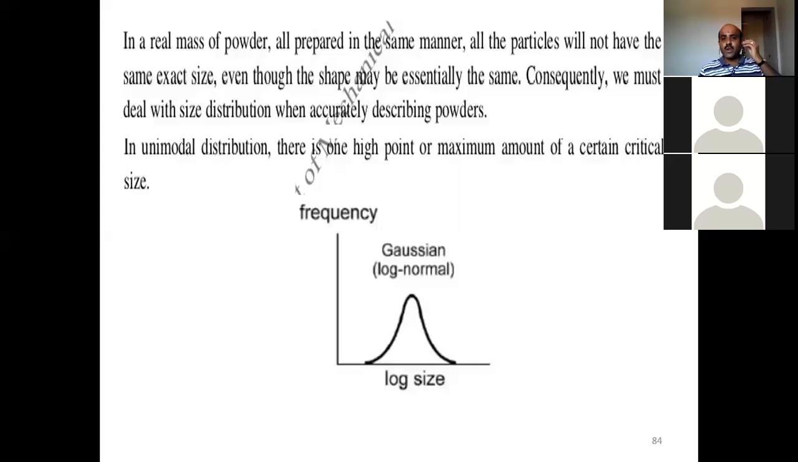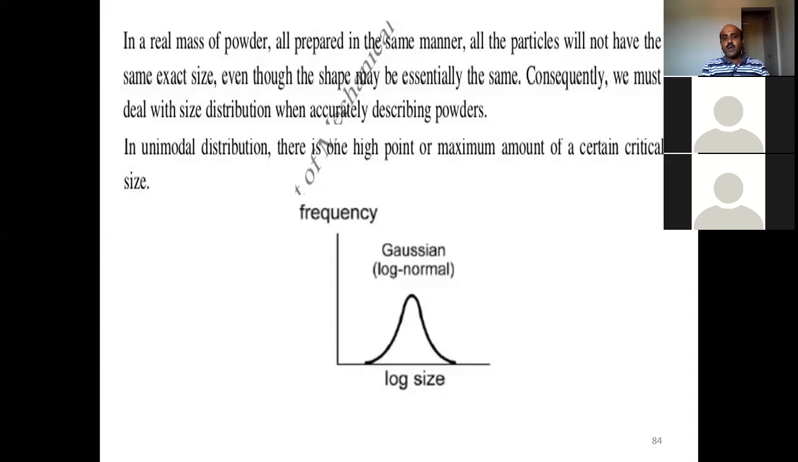In a real mass of powder, all prepared in the same manner, all the particles will not have the same exact size, even though the shape may be essentially the same. Consequently, we must deal with the size distribution when accurately describing the powders.